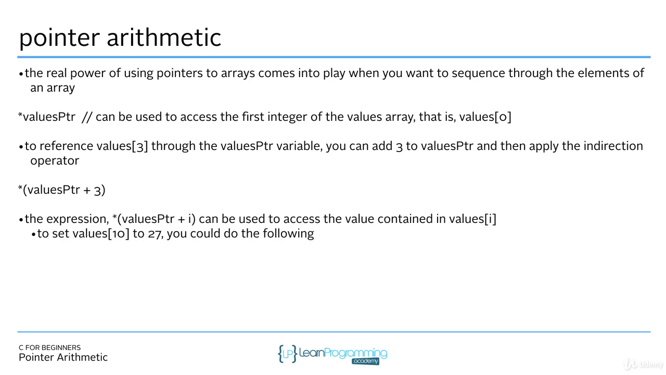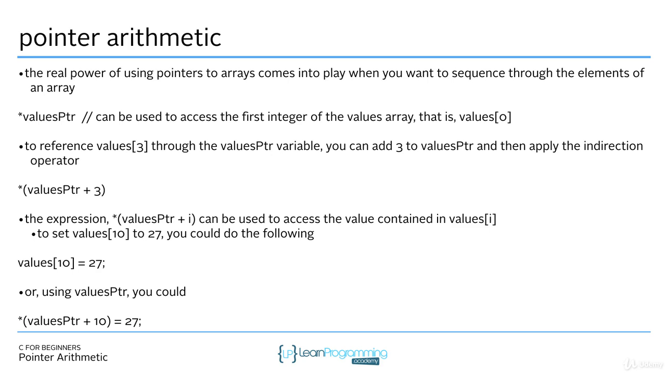So in the expression asterisk values pointer plus I, that can be used to access any value contained in the values array. If you understand this expression, you can add anything to I and it will point you to a specific element in the array. So if you want to set value sub 10 to 27, if you're using a pointer, all you have to do is say values pointer plus 10, dereference it, and say equal 27. So you see the different syntax here. Again, it's notational convenience, but it's also more efficient in terms of the program itself.